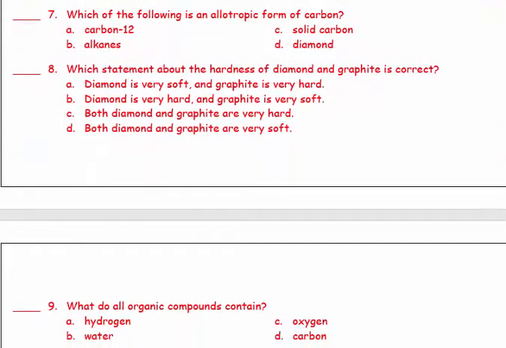8, which statement about the hardness of diamond and graphite is correct? Of course, you know diamond, and then graphite is the lead that is used in your pencils. So diamond is very strong and graphite is very soft. The answer is B. 8, diamond is very hard and graphite is very soft.